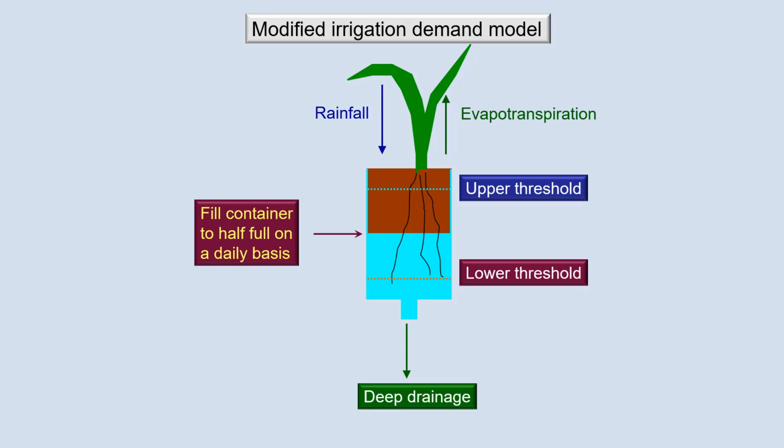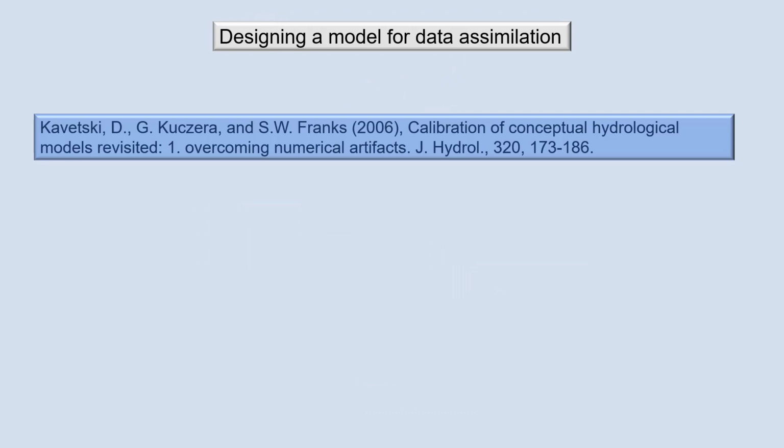Now, this matter is discussed a little in the literature, in my opinion, not enough. This paper by Kvetsky et al. I think is a very important paper. It points out that unless we design a model properly, we may end up with discontinuous relationships between model outputs and parameters. These will give rise to local optima, and these local optima are simply an artifact of poor model design, given that the role of the model is data assimilation.